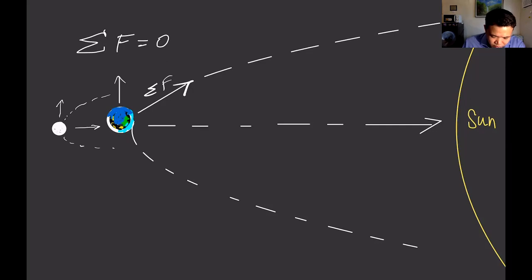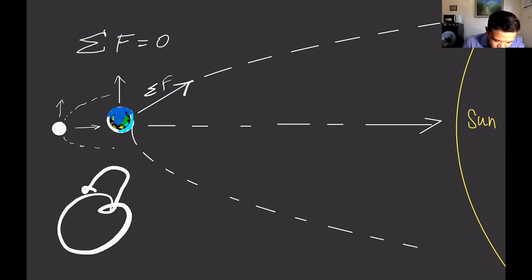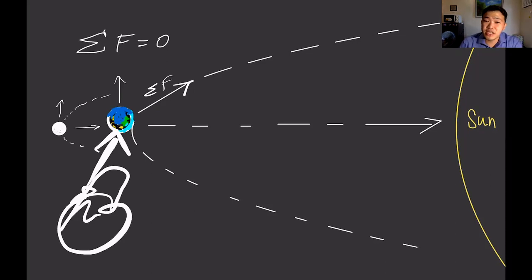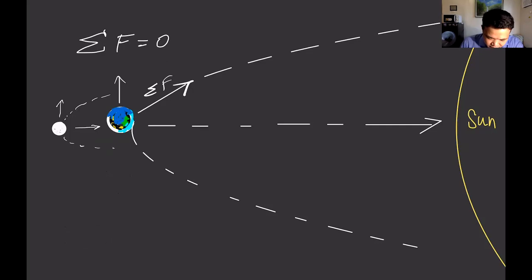So what will make our planet change its state of motion from orbiting around the sun? Perhaps an asteroid, or perhaps a comet. If a comet hits us, then we will change our state of motion. So let's say this is your comet. That's the time that our state of motion will change if you have a comet.